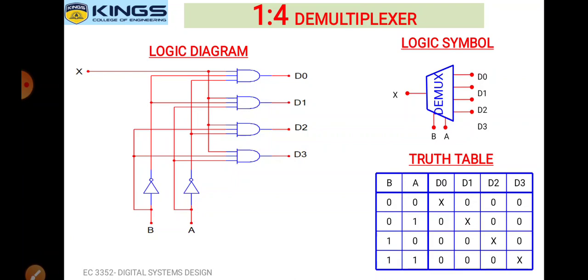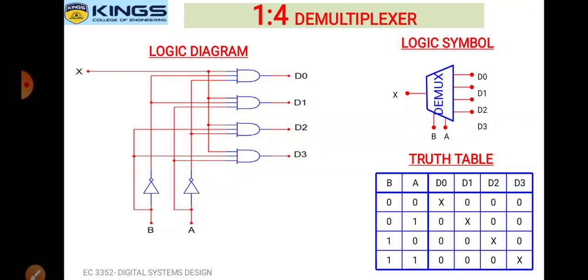Now we have to draw the truth table according to the selection lines A and B. We will have 4 combinations: 0 0, 0 1, 1 0 and 1 1. For 0 0, D0 will be enabled. For 0 1, D1 will be enabled. For 1 0, D2 will be enabled, and for 1 1, D3 will be enabled. According to this truth table, now we have to draw the logic diagram.